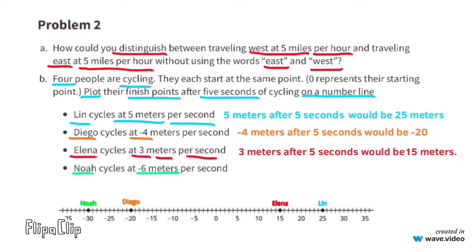Noah cycles at negative 6 meters per second. That's like Noah cycles 6 meters to the west per second. Negative 6 times 5 equals negative 30. So I'm going to plot Noah at negative 30 to the left of 0 on the number line.